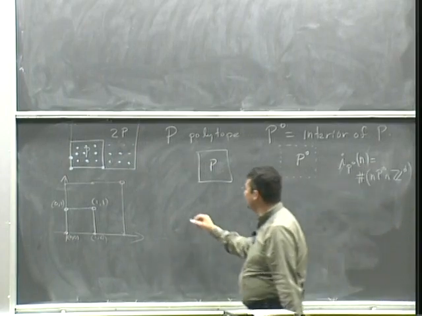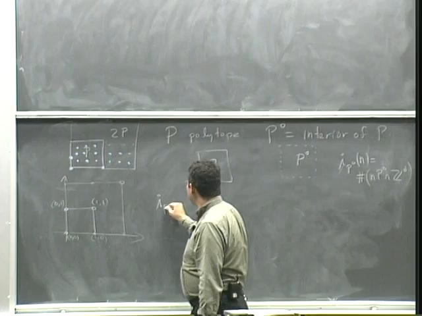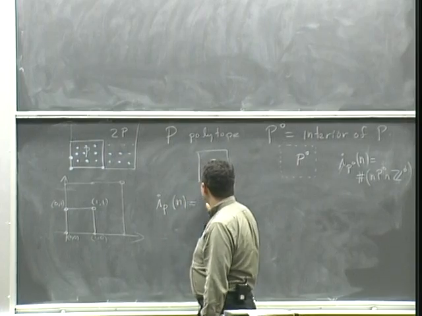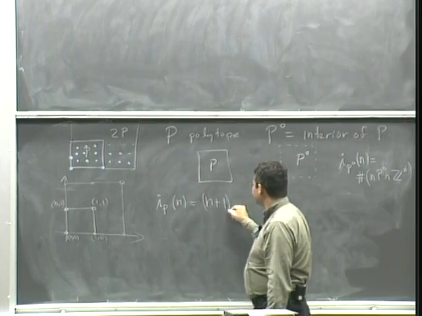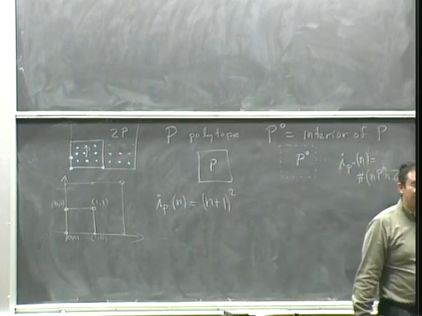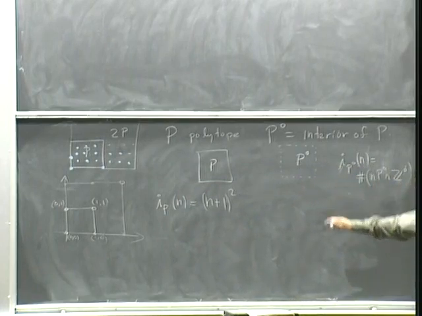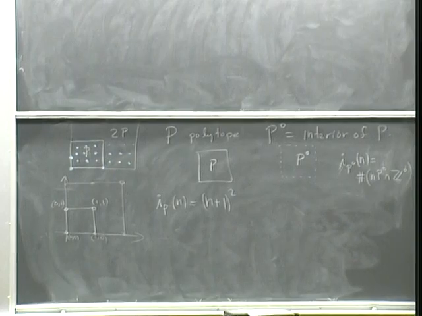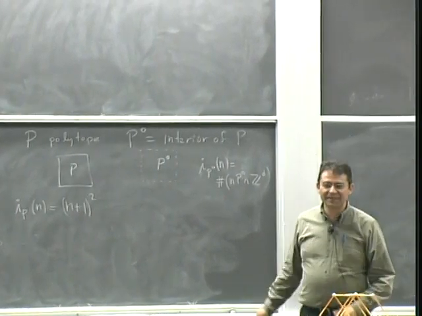That's okay. So the Ehrhart polynomial of this polytope will be (n+1)^2, right? Everybody agrees with me? See, there it is. Something of degree 2. You know, it's an innocent example, but it's very illustrative.